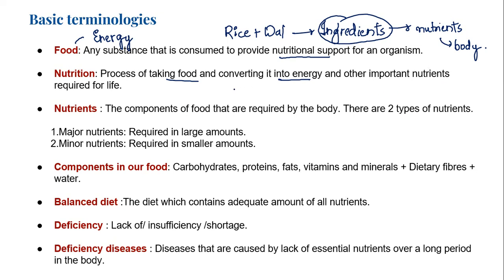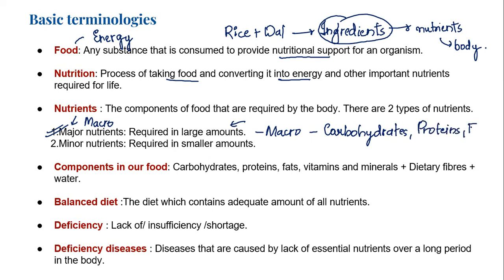Mainly if I talk about the nutrients that are there, there are two types of nutrients. One is the major nutrient, as the name indicates, major, or we can also call it as macronutrients. Okay, it is the macronutrients. This is required in large amounts. For example, we have the carbohydrates, proteins, and the fats, which are the ones which we require in large amount.